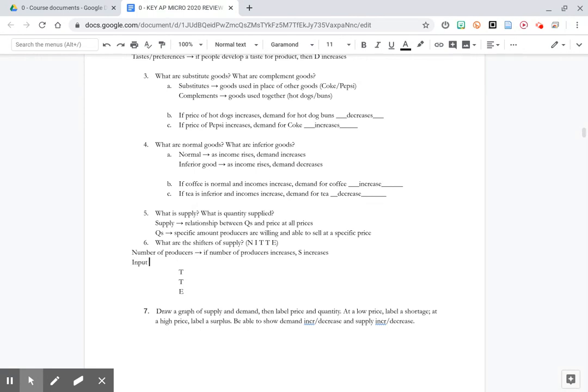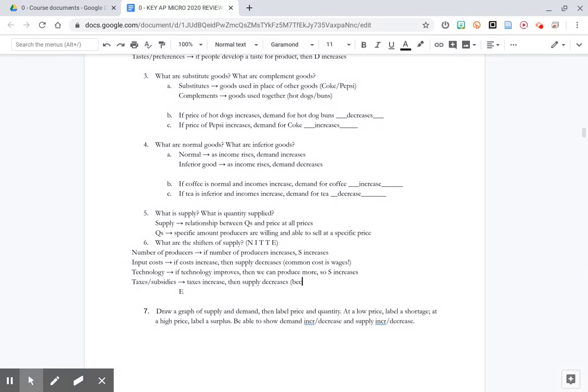For the next one, input costs, this is the cost of producing things. So if costs increase, then supply decreases. And a common cost is wages. We're going to have that one over and over again. Here's another one, technology. If technology improves, then we can produce more, so supply increases. And a fourth one, we have taxes and subsidies, and we'd say if taxes increase, then supply decreases.